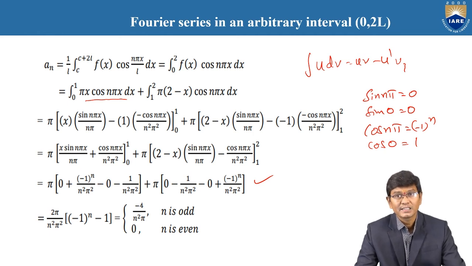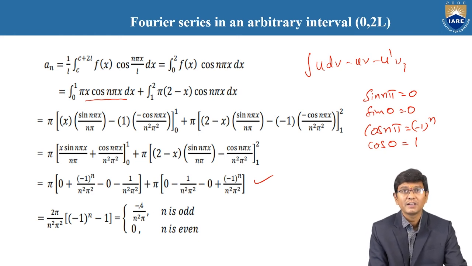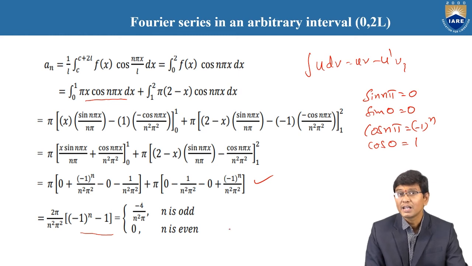That is, after the cancellation of minus 1 by n square pi square and again plus 1 by n square pi square, together it is nothing but 2 pi by n square pi square of (-1)^n minus 1. While observing this last equation, whatever we consider within the bracket, that is (-1)^n minus 1, it depends upon the even value and the odd value. Two different values we obtain.